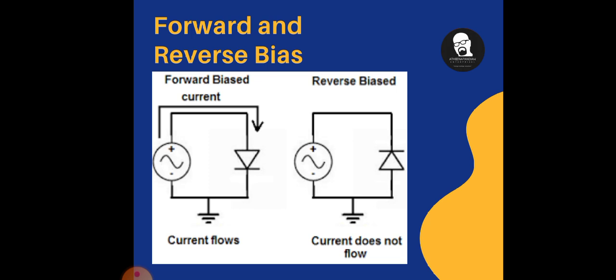Now the second type is the reverse bias connection. In reverse bias connection, the positive terminal of the battery is connected to the cathode of the diode, which is the n-type semiconductor and which has negative charge particles, and the negative terminal of the battery is connected to the anode of the diode, which contains a p-type semiconductor, and inside that p-type semiconductor positive charges are present.